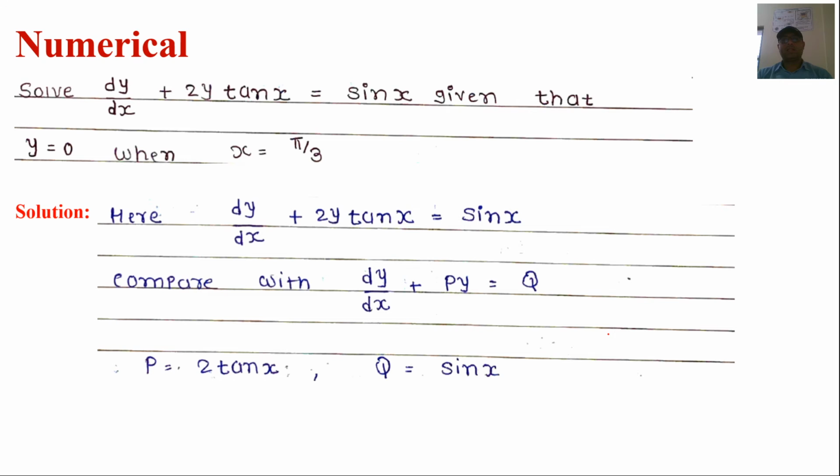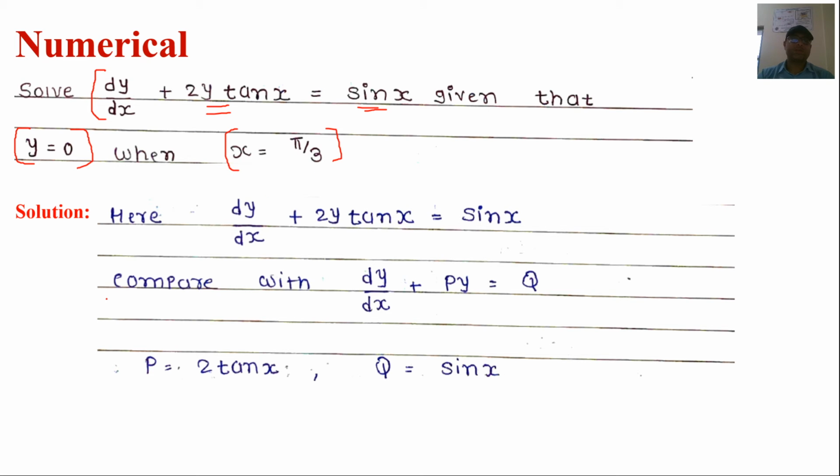Now let us take the second numerical. Here we have to solve a differential equation dy by dx plus 2y tan x is equal to sin x, given that a condition is given in this numerical. It means we have to find the particular solution. y is equal to 0 when x is equal to pi by 3.